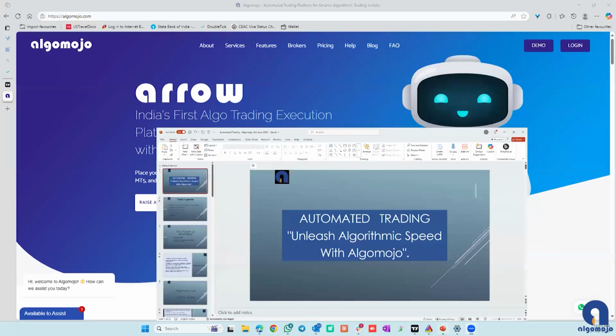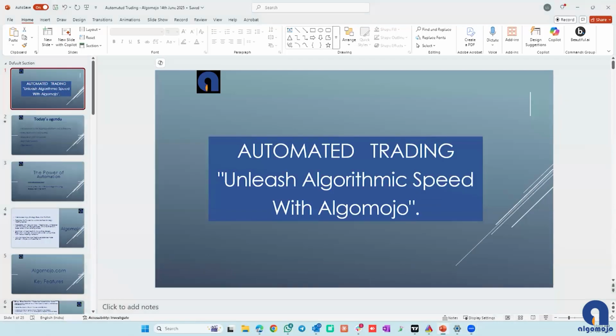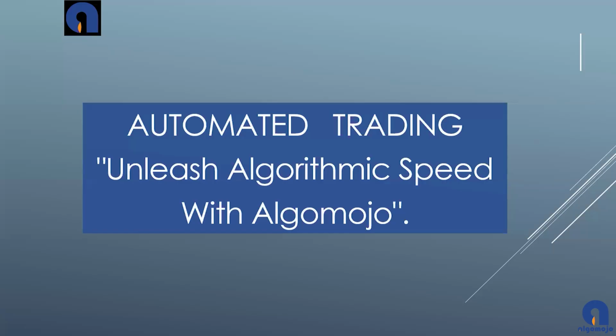We will start with a small presentation. Then we will get into the actual demo of the platform itself. We will use TradingView to see some automation using a strategy or an indicator or a trend line kind of studies in the TradingView chart and see how the orders can be executed using Algomojo.